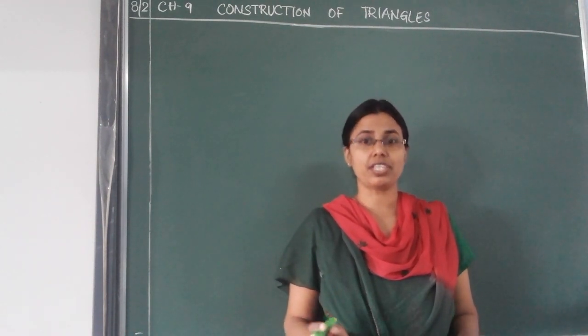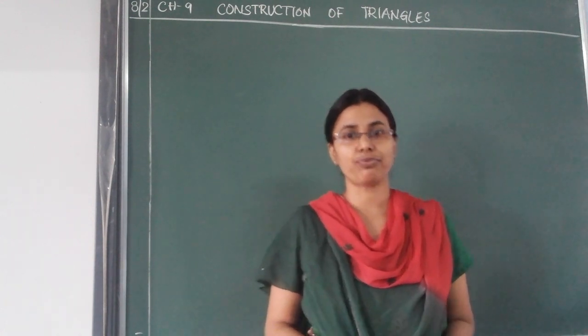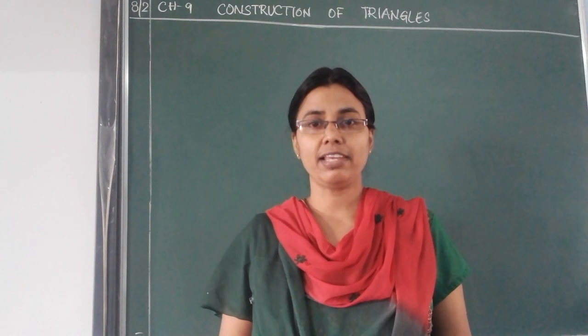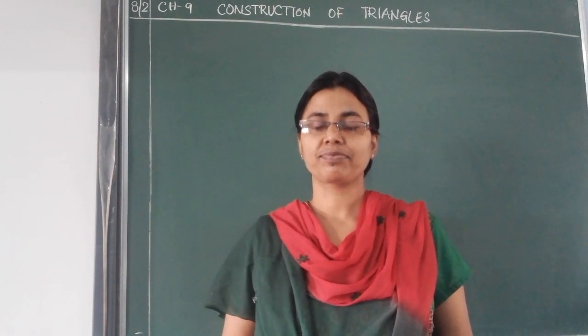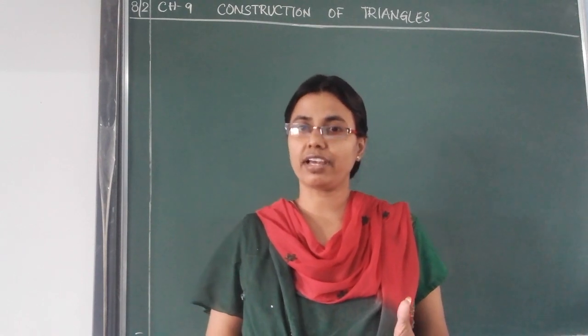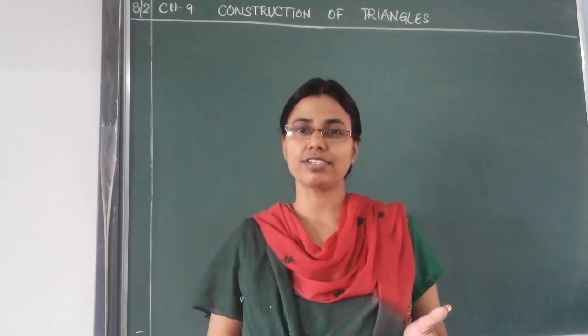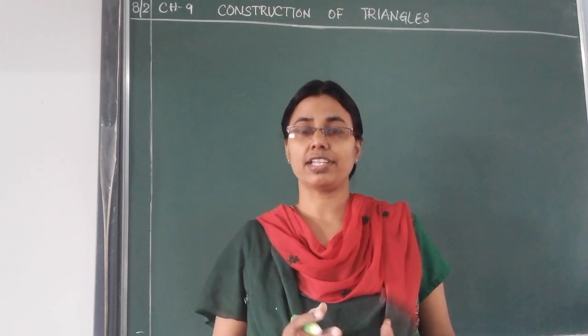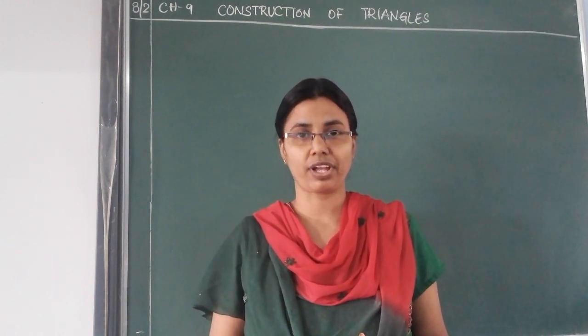Exactly right. 6 elements are there for a triangle. What are those 6 elements? Very good. 3 sides and 3 angles. 3 plus 3 is 6. Very good. Now you know that 3 sides and 3 angles are there for a triangle.